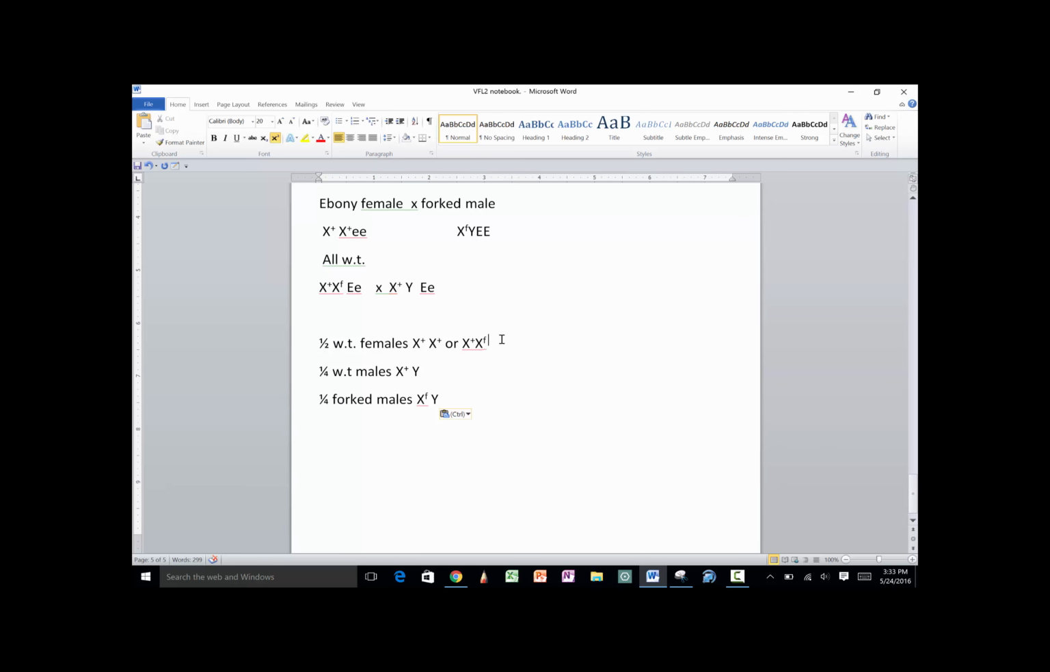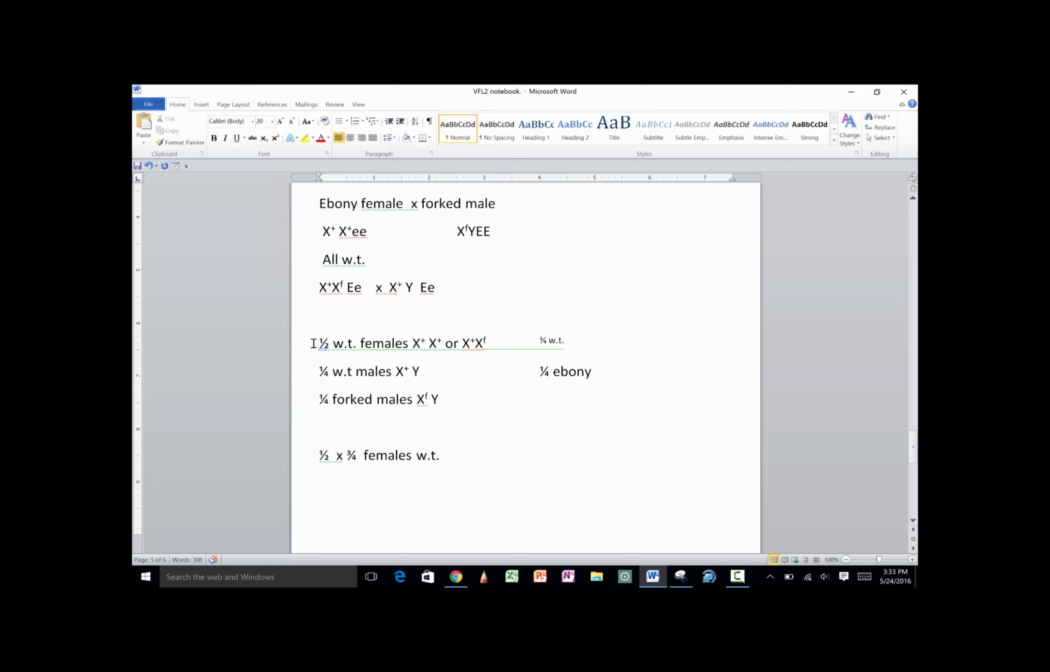What's going on with ebony? Ebony's straightforward, 3/4 wild type. One-fourth ebony. So what do we expect out of this cross? We expect 1/2 to be wild type females. So we're going to expect 1/2 times 3/4 to be females that are wild type for both. So that's wild type for forked, wild type for ebony.